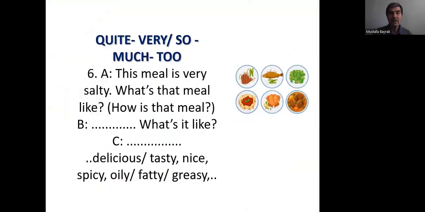Okay, the sixth one. This meal is very salty. What's that meal like? How is that meal? Yes, what's it like? It's so salty. It is too salty, or it is very delicious. It is very tasty. It is so nice. It is so spicy, so oily, so fatty, very greasy, quite greasy, fatty. Okay.